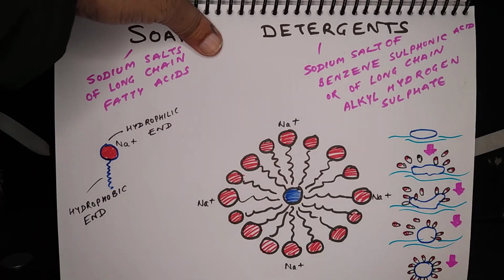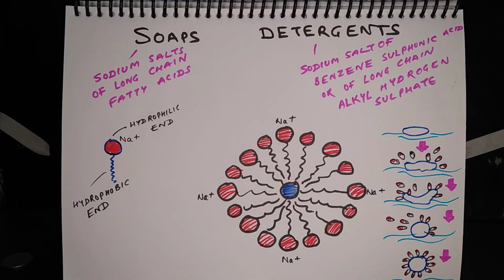Soaps and detergents. Soaps are sodium salts of long fatty acids, and detergents are sodium salts of benzene sulfonic acid or of long chain alkyl hydrogen sulfate. Soaps are very good when they are used along with soft water, but they fail to work in hard water. So we need detergents because detergents can work equally well in both soft water and hard water.